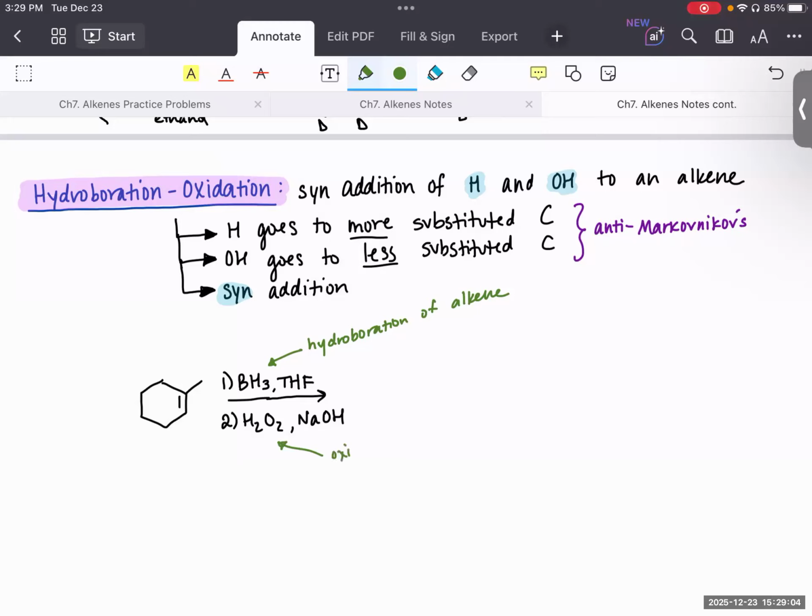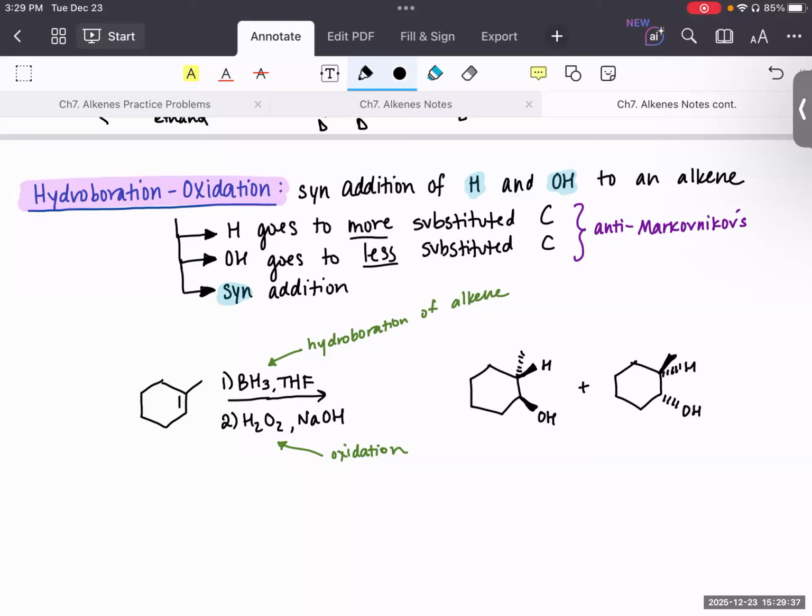And so the product that we end up with here is going to have that OH goes to the less substituted right here. Hydrogen goes to the more substituted. And so we get the combination of these two products. And what we'll note is that the OH and H are syn to each other. So they're either both dashed or both wedged. And the OH is on that less substituted bottom carbon here.